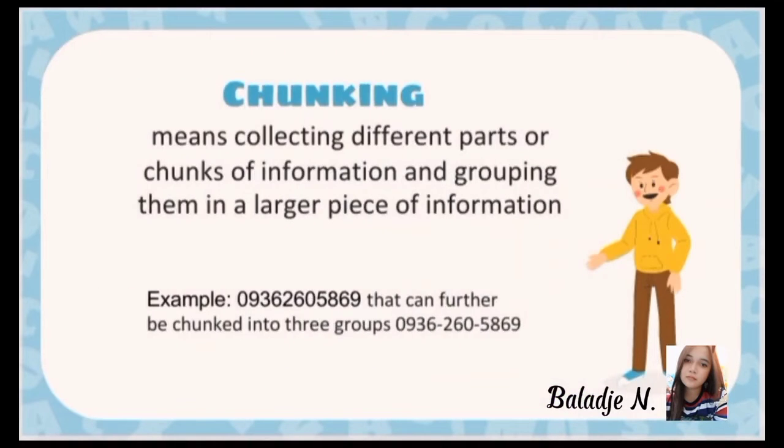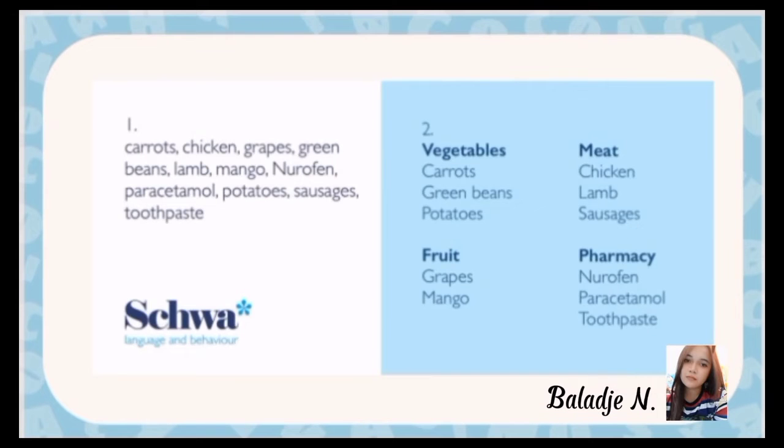Third is chunking. Chunking means collecting different parts or chunks of information and grouping them in a larger piece of information. For example, a cell phone number like 093626058669 can further be chunked into 3 groups like 0936, 260, 5869 and quickly retained and recalled. Another example is when you go to the market and you have to buy a number of things like carrots, chicken, potatoes, toothpaste, and etc.